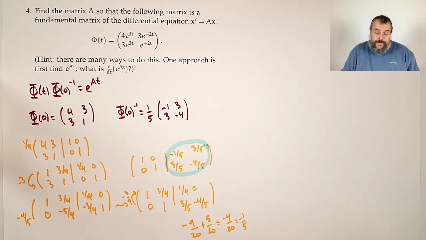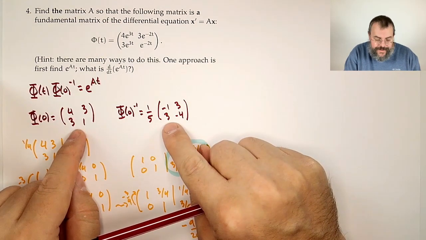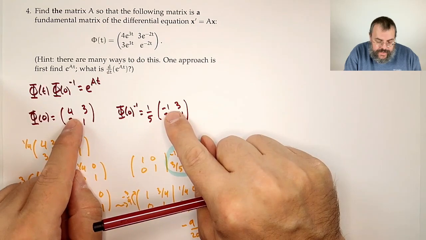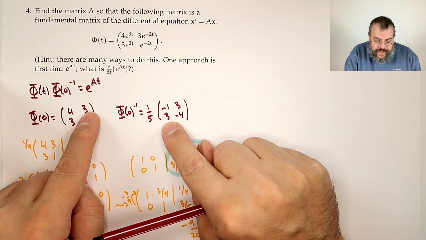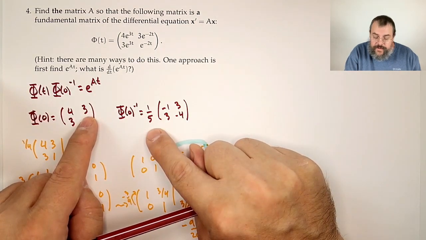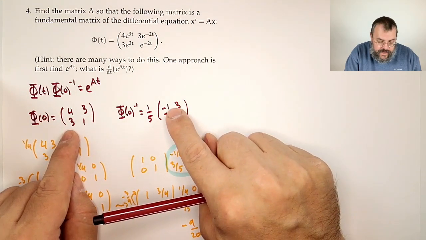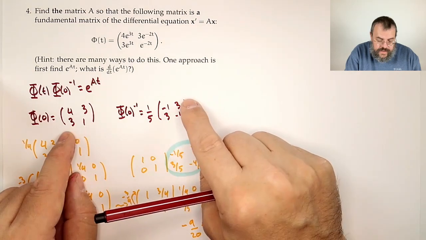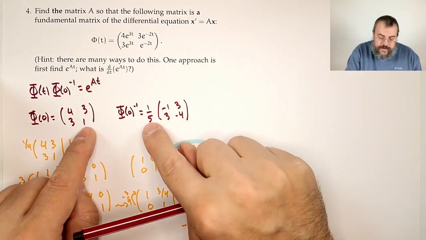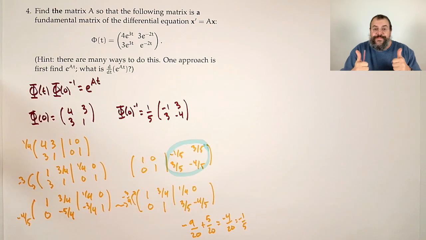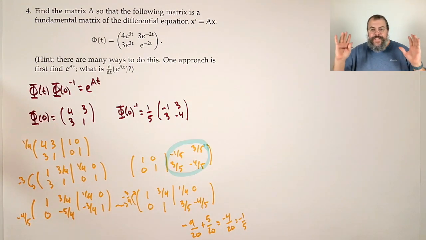All right. Now, could we check to make sure we didn't make any terrible mistakes? Well, yeah. Multiply together. So, minus 4 plus 9 is 5. Multiplied by a fifth is 1. 12 minus 12 is 0. Minus 3 plus 3 is 0. 9 minus 4 is 5 times a fifth is 1. So it's the inverse. So now we're like, woohoo, we've got our phi 0 inverse.